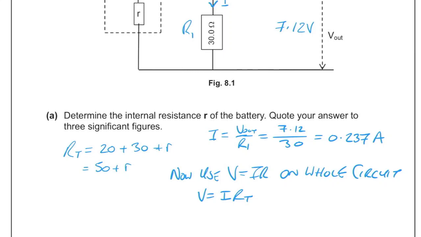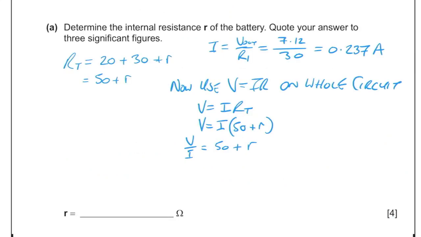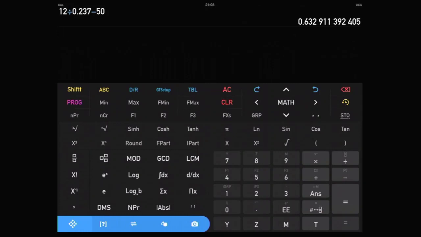So we can now use V equals IR on the entire circuit. So V will equal I R total, where V will use the 12 volts of the EMF, the source of voltage in the circuit, and R total is what we said it was, 50 plus little r. So dividing by I, we get V over I equals 50 plus r, which means that V over I minus 50 should equal little r. And I'm getting 0.633, I suppose, for that, which is quite far from what the mark scheme says. But I think that because there's a big subtraction going on here, small differences in that subtraction may produce a discrepancy in this value. So I'm going to trust my value of 0.633.